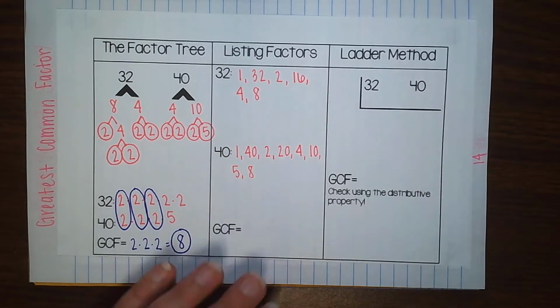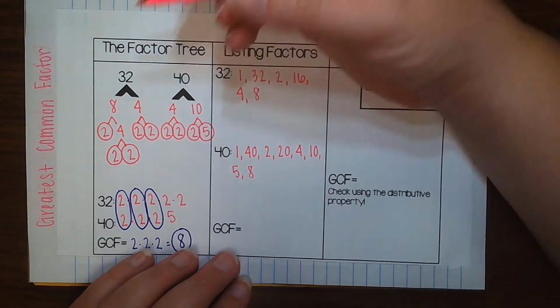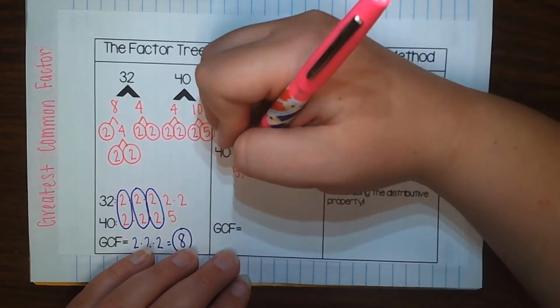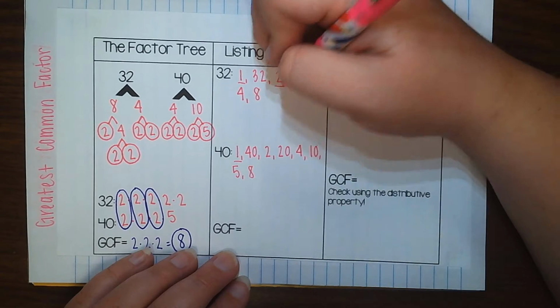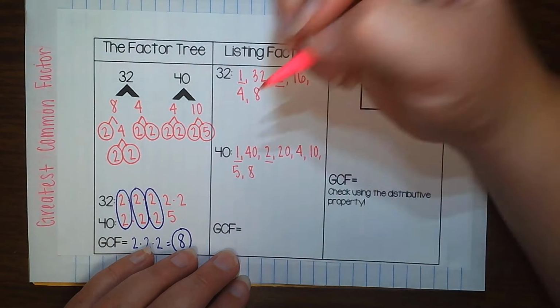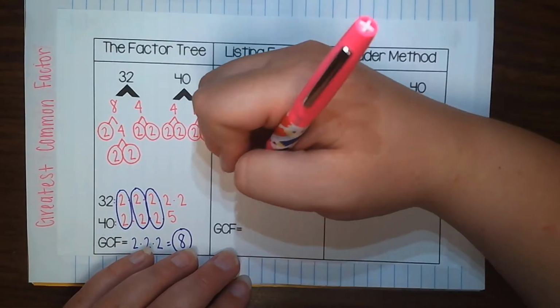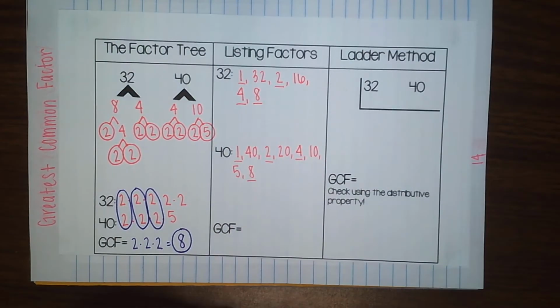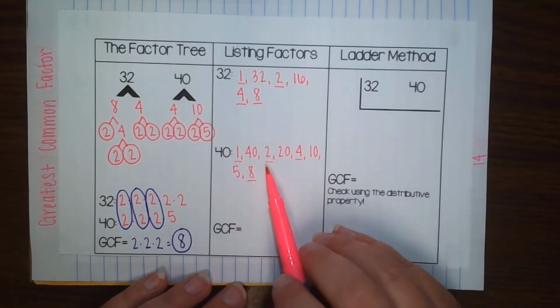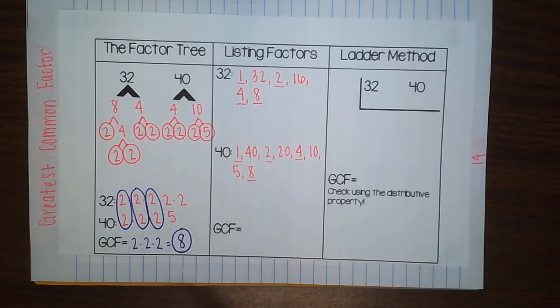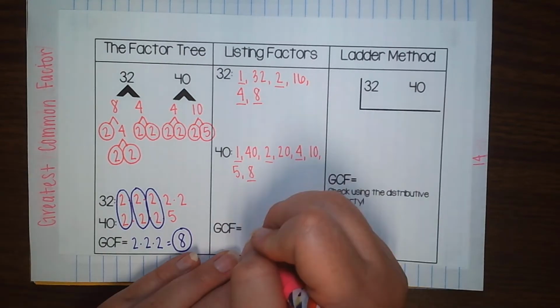So then what I like to do is go through and see which ones they have in common. Well, they both have 1s, they both have 2s, they both have 4s, and they both have 8s. So since this is greatest common factor, which of these numbers that we underlined has the greatest value? Well, 8 does.